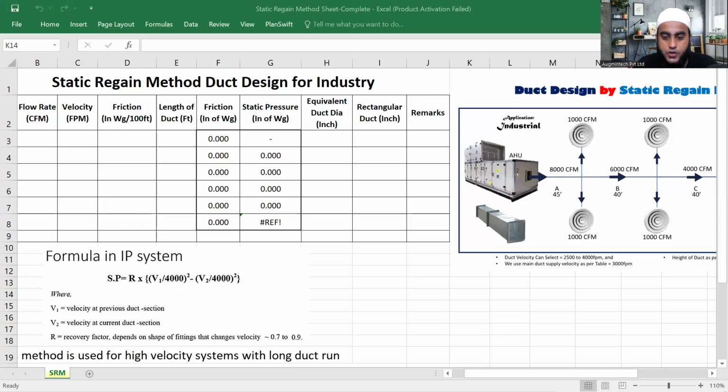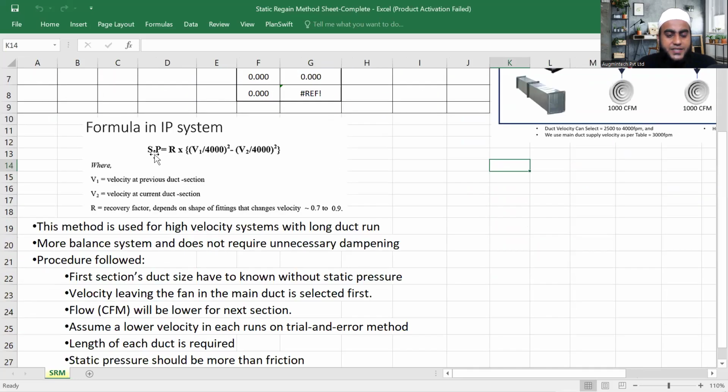Now here the same point is given, with the same formula which I have already shown you. That formula is written here. To calculate the static regain value, R is equal to (V1 / 4000) squared minus (V2 / 4000) squared. V1 is the velocity at the previous duct section, V2 is the velocity at the current duct section, and R is the recovery factor. It depends on the shape of the fitting, so the range is given, 0.5 to 0.9. I will explain that later.